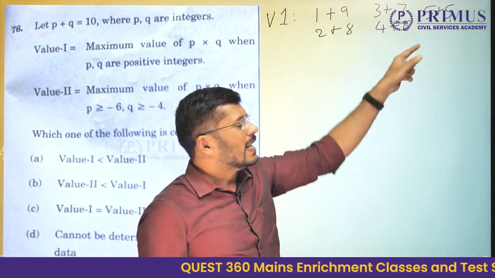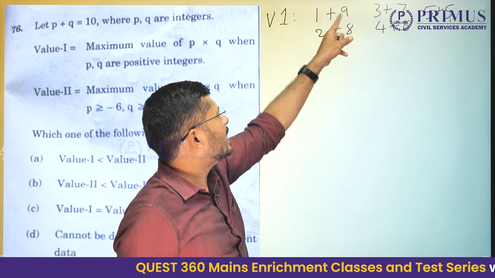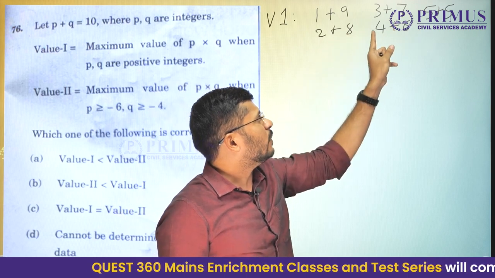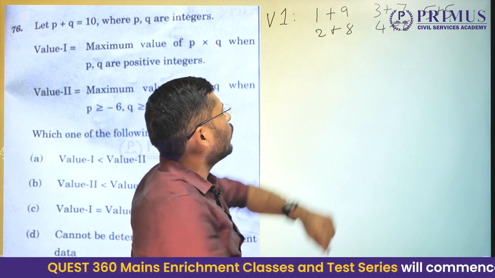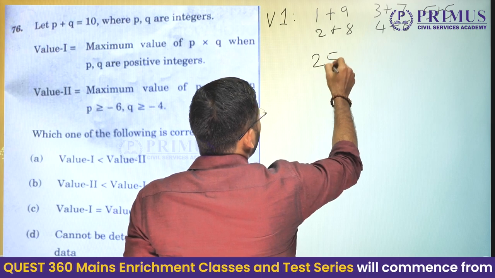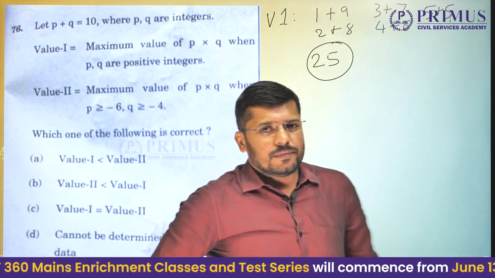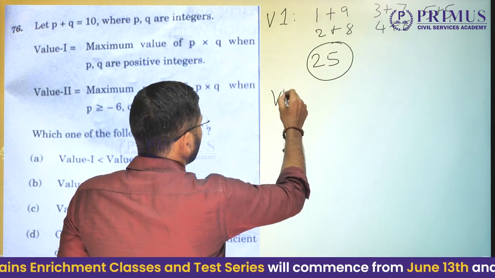In which of these cases is the product highest? 1 into 9 is 9, 2 into 8 is 16, 3 into 7 is 21, 4 into 6 is 24, but 5 into 5 will give us 25. This is the biggest value of value 1. Okay. Now, what about value 2?